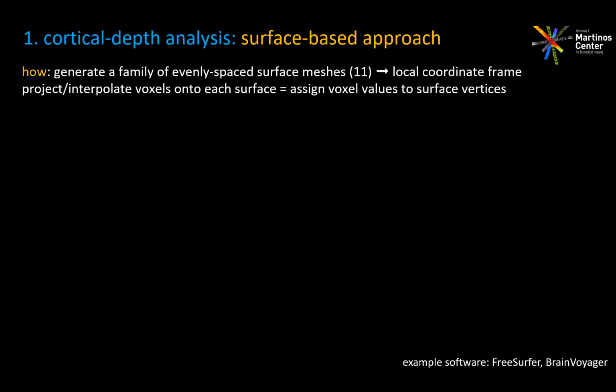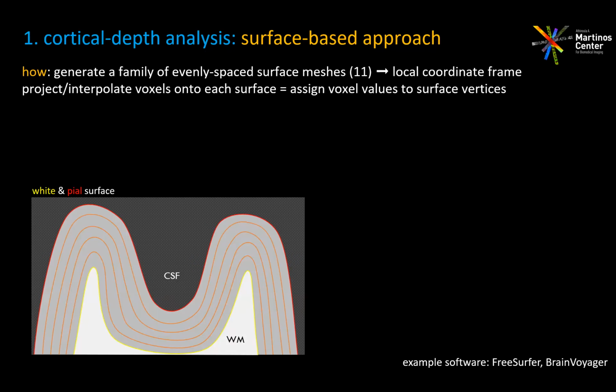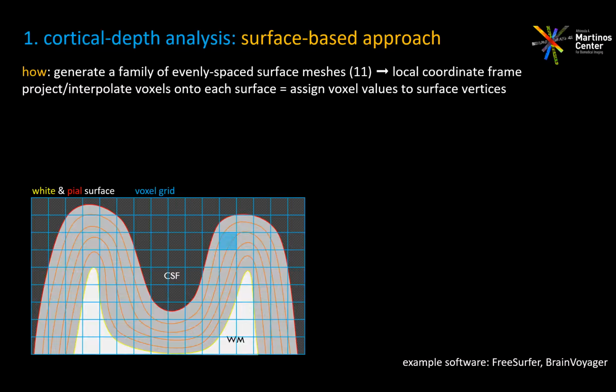In FreeSurfer, or in the surface-based approach, we first generate a family of evenly spaced surfaces. You can see that I now have the surfaces between the white matter and pial surface. We usually go for 11 because that gives us 10% spacing between them, so it's kind of nice. As a next step, we project or interpolate voxels onto the surfaces. So we have this one voxel, and we project it onto the surfaces. We essentially assign the values of these voxels to the surface vertices, okay?